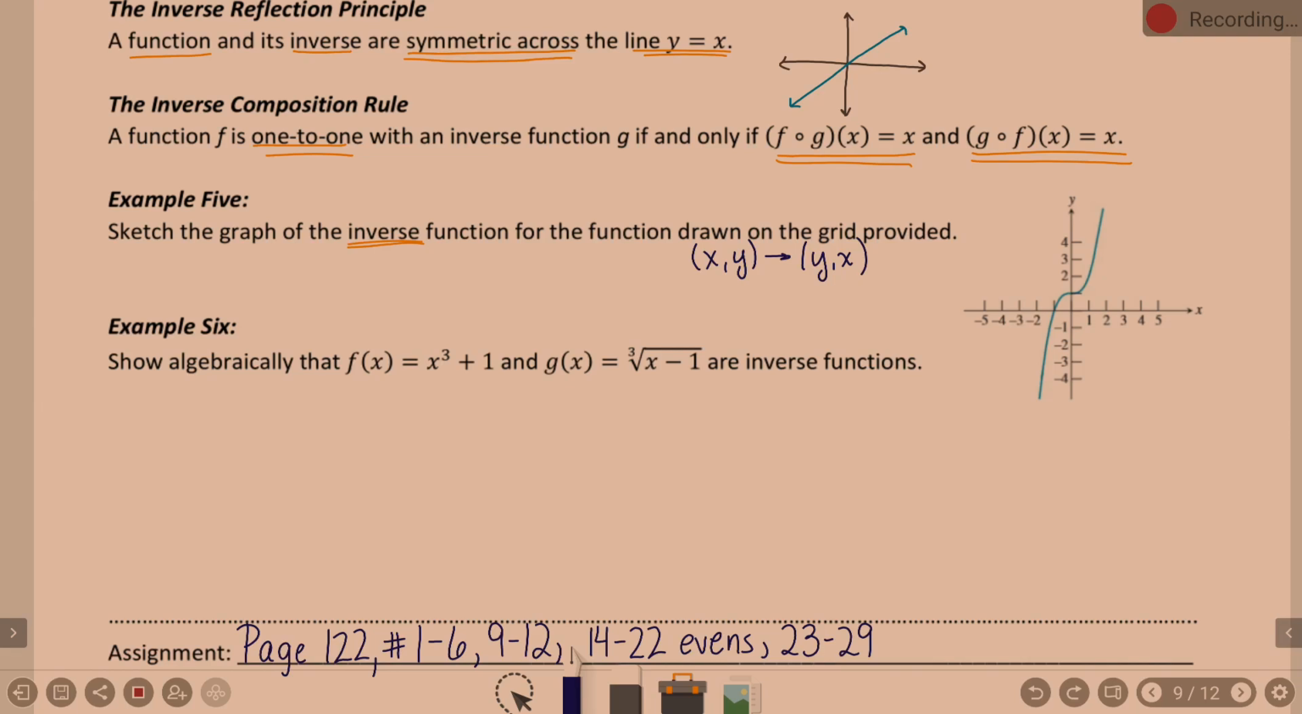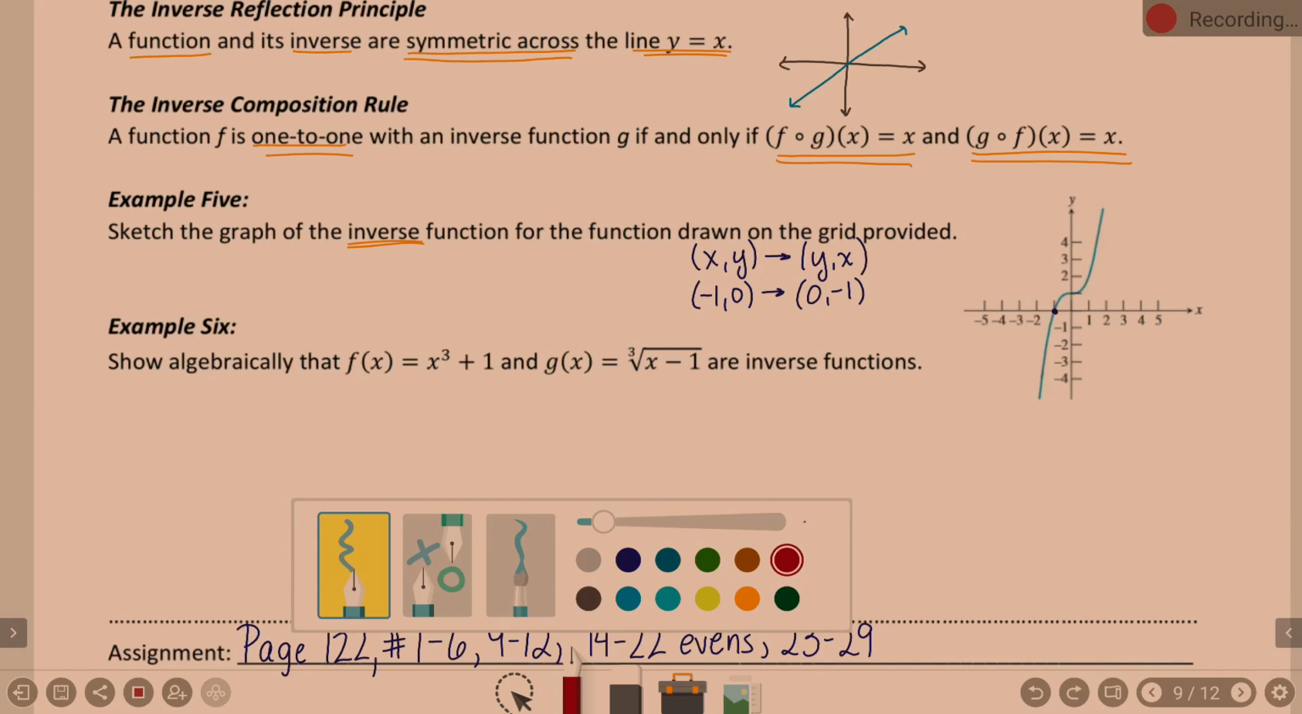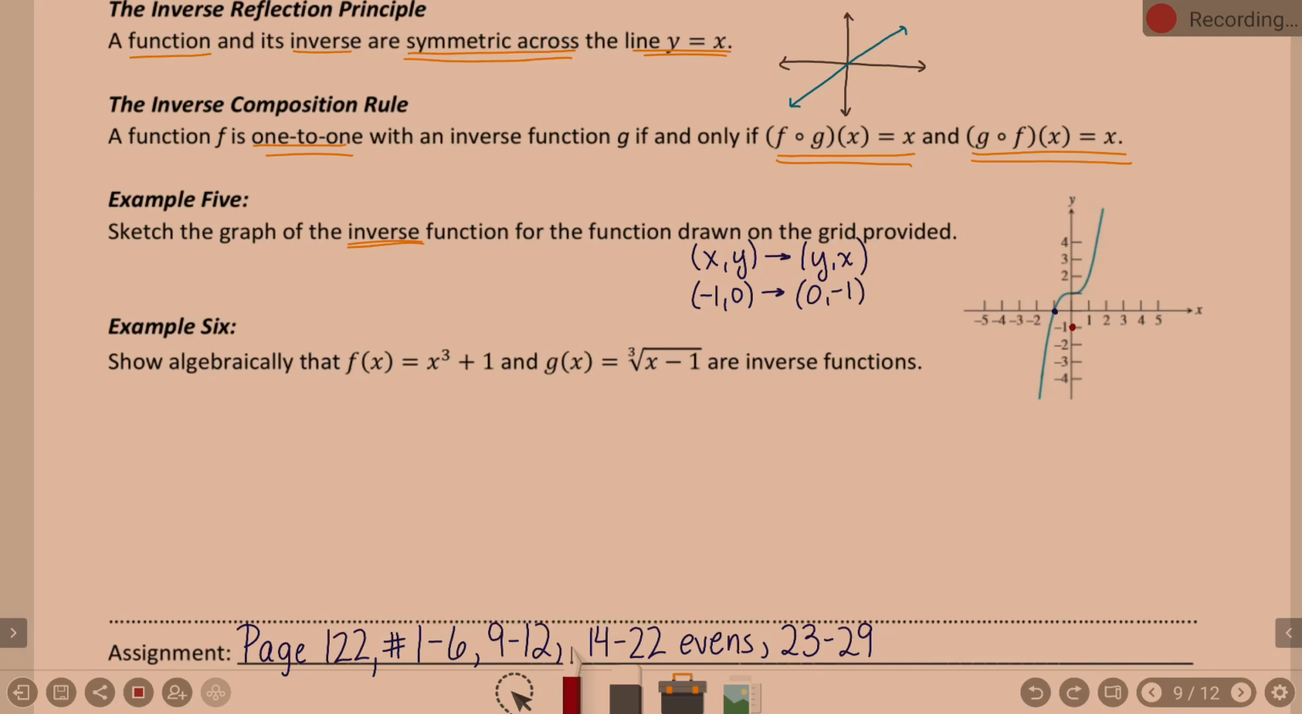Okay, for instance, let's see what we have here. Could we agree it looks like the graph goes through negative 1, 0? Yes? I'm just picking a point here. So if my graph goes through negative 1, 0, what is that going to be on the inverse? Take your x and y and switch them. So it's going to be 0, negative 1, which is left or right, 0, and down, negative 1. I'm going to make my inverse points red, I think.